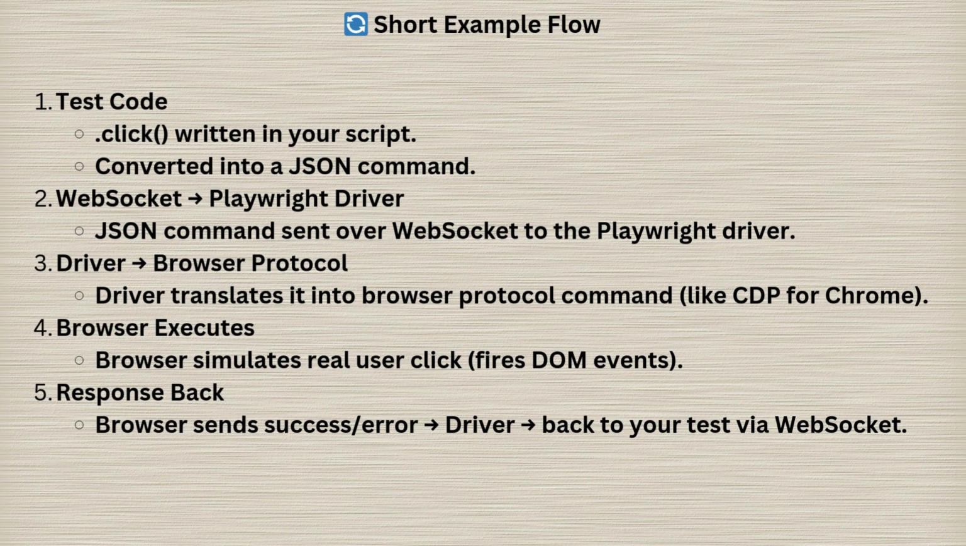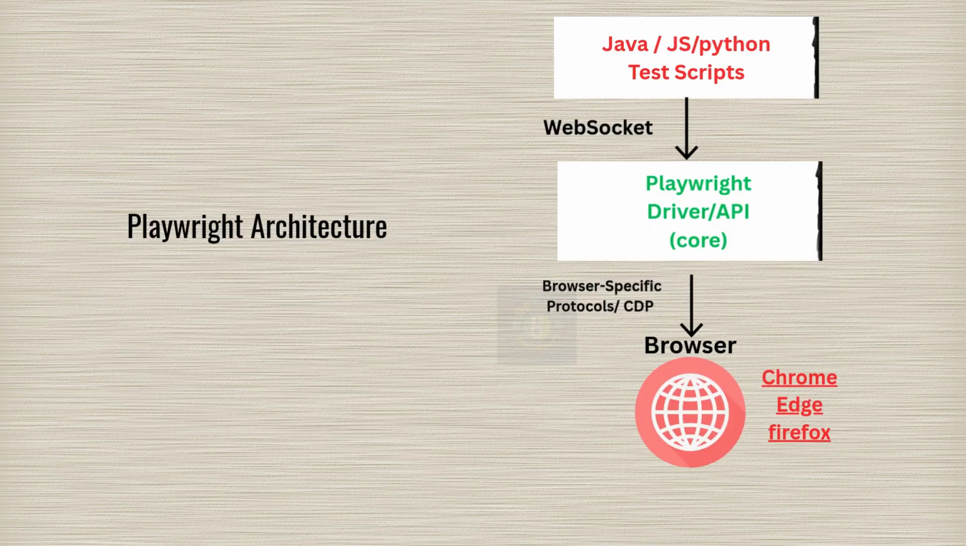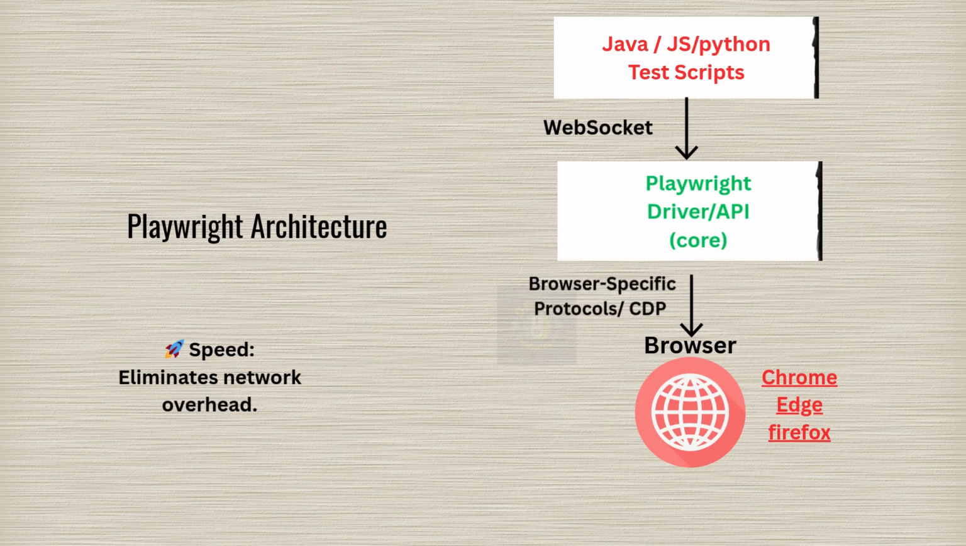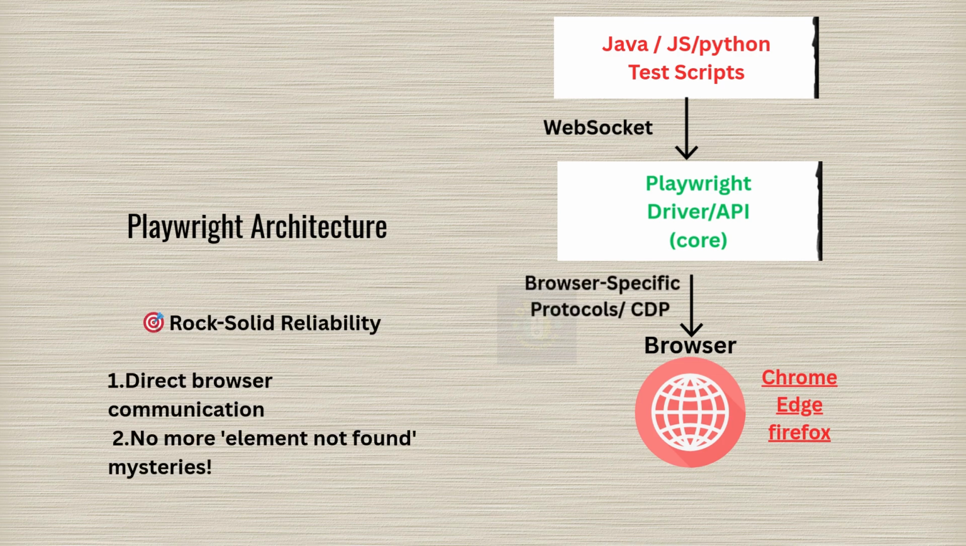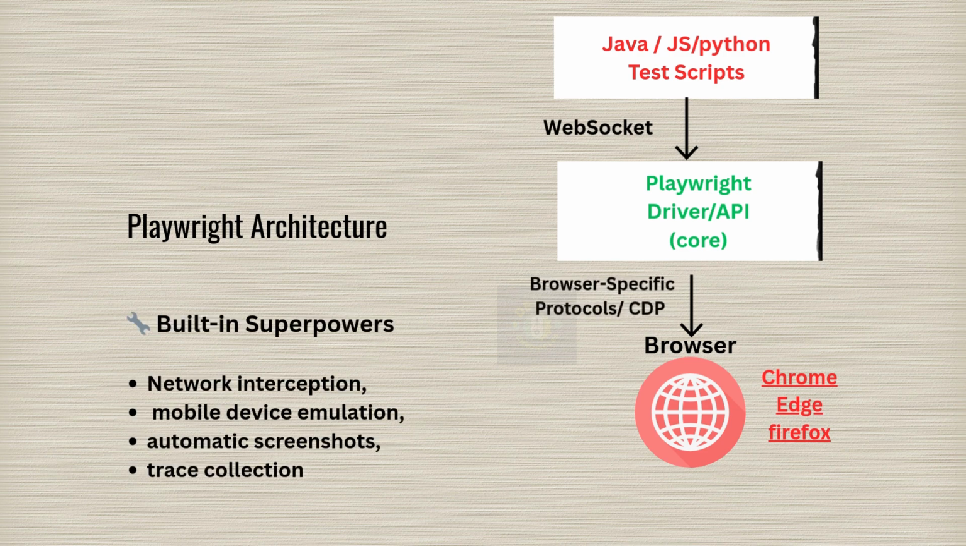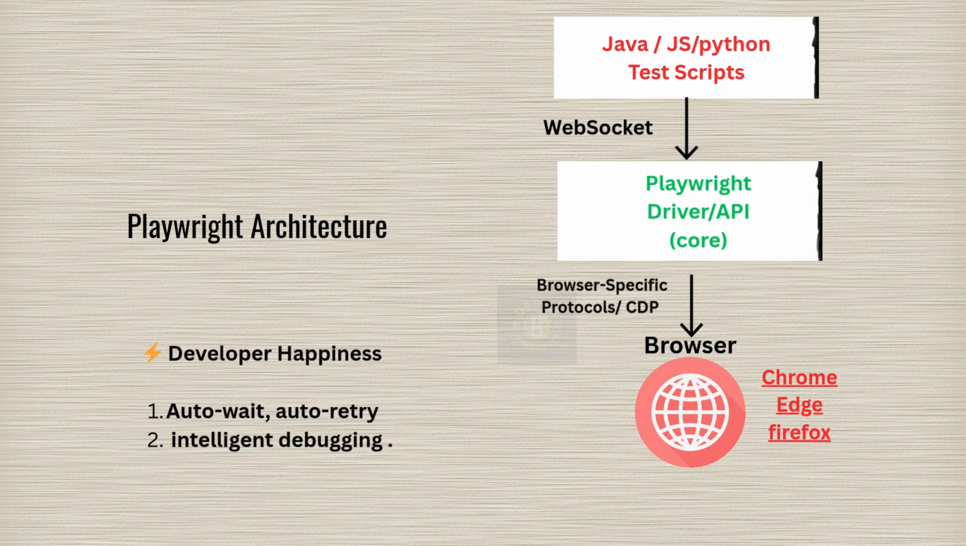Okay, so what does the architecture actually mean for your practice? First, definitely speed. The WebSocket connection eliminates network overhead. Tests that took minutes now run in seconds. Second, rock solid reliability. Direct browser communication means fewer moving parts, fewer things that can break. No more element not found mysteries. Third, built-in superpowers: network interception, mobile device emulation, automatic screenshots, trace collection, all possible because Playwright controls the browser at the deepest level. Fourth, developer happiness: auto-wait, auto-retry, intelligent debugging. The architecture enables features that make your life easier.